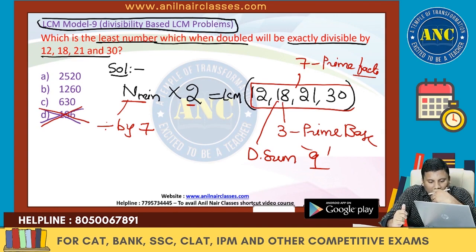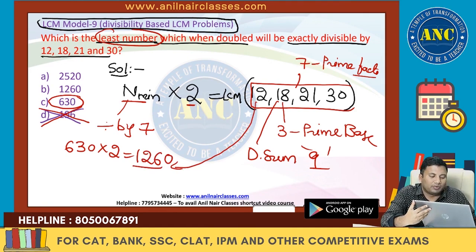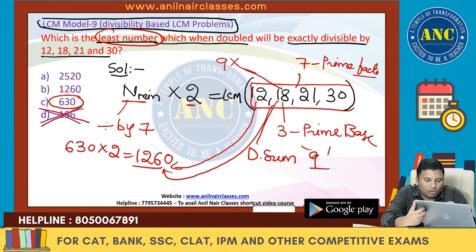Now, what are all the other values that are present in this question? Now, this is one way. Because it is a least number, let me take the smallest number. Out of these 3, 630 into 2 is 1260. 12 divides 1260, 12 into 105. 18 please check it out. 18 is 9 into 2. Digital sum is 9. Number is ending with 0, that means it is divisible by 2.